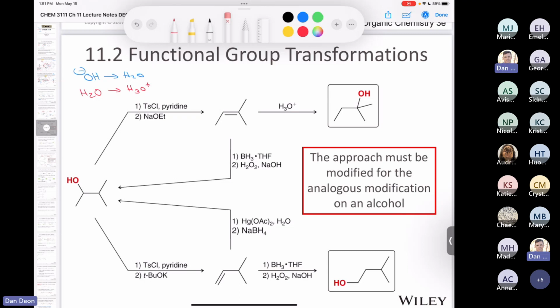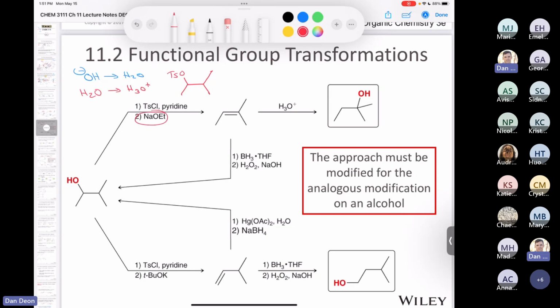So if we treat the hydroxyl group with tosyl chloride and pyridine, just the first step, what that does is it makes a tosylate. So I'll draw the tosylate up here. You would just say OTs, and the tosylate is a good leaving group. It's the conjugate base of toluene sulfonic acid, which is a strong acid. And so then we can do an elimination.